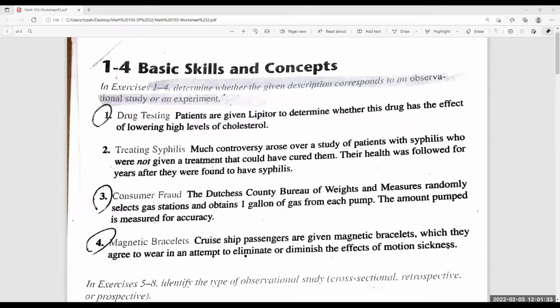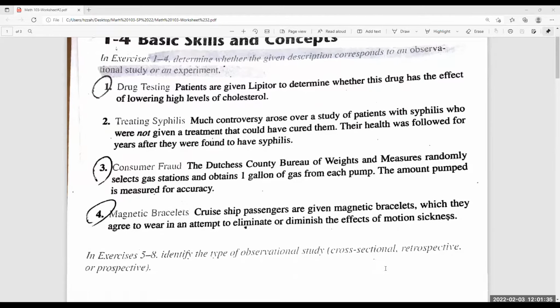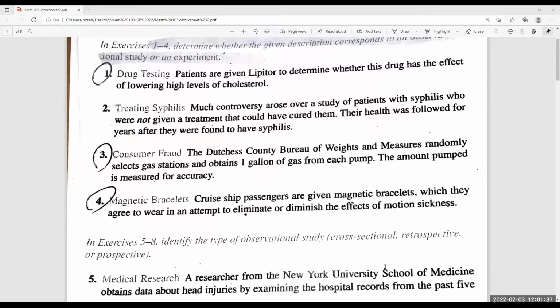Cruise ship passengers are given magnetic bracelets, which they agree to wear in an attempt to eliminate or diminish the effects of motion sickness. Observational. Let's see if you are wrong. No, why is it observational? Yes, Kevin, you are right. It's experimental.